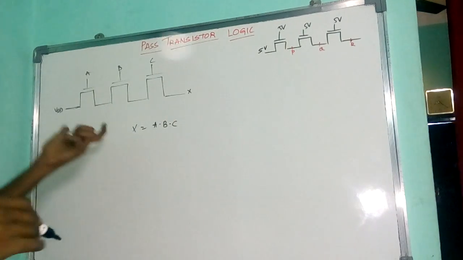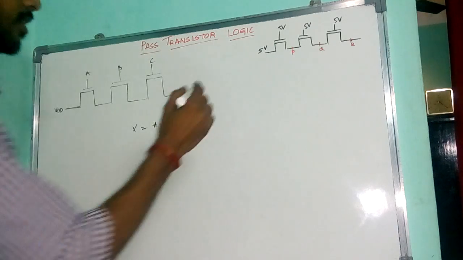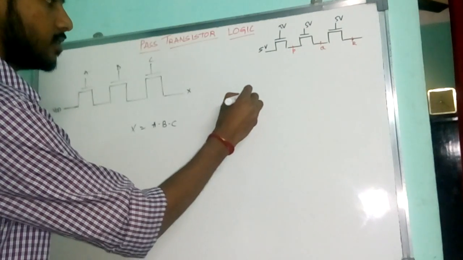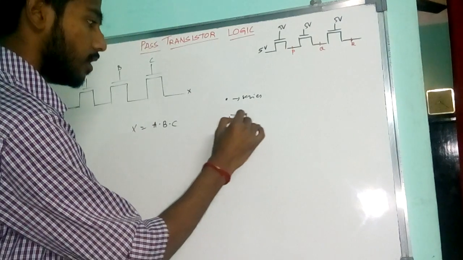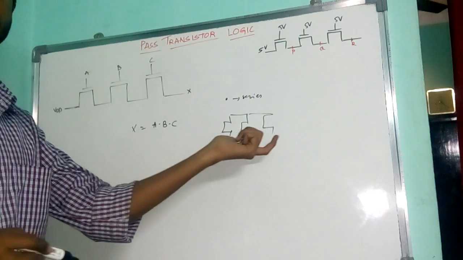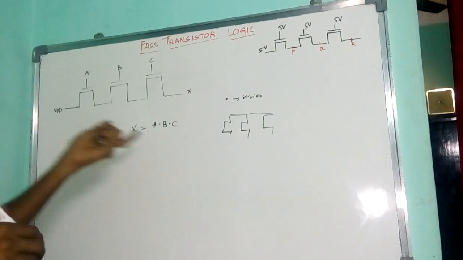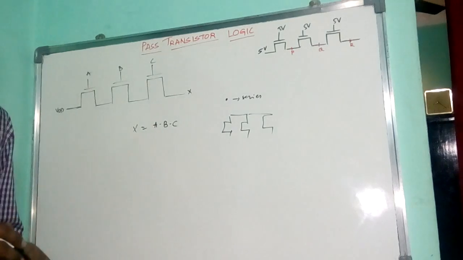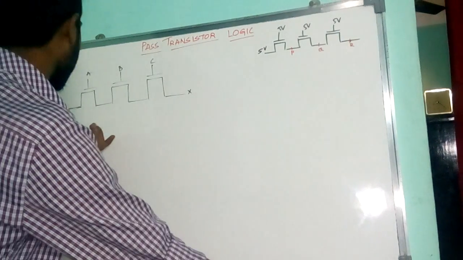B into C, as they are in series, because we know that in VLSI design dot is series and plus is parallel. Whenever the transistors are connected in parallel we perform addition, whenever they are in series we perform multiplication. So this is the pass transistor.